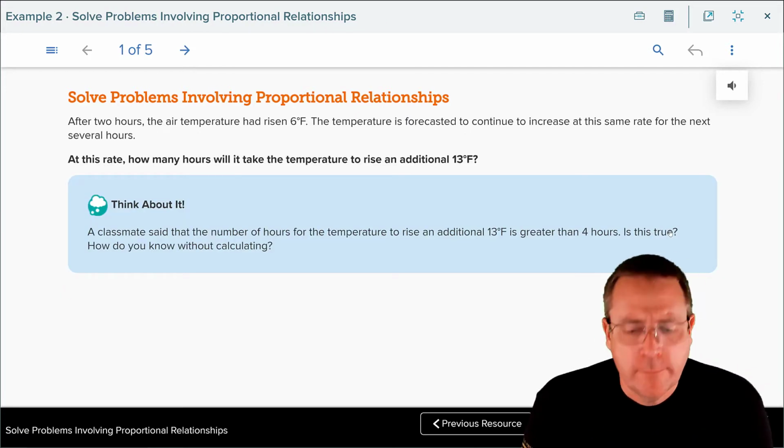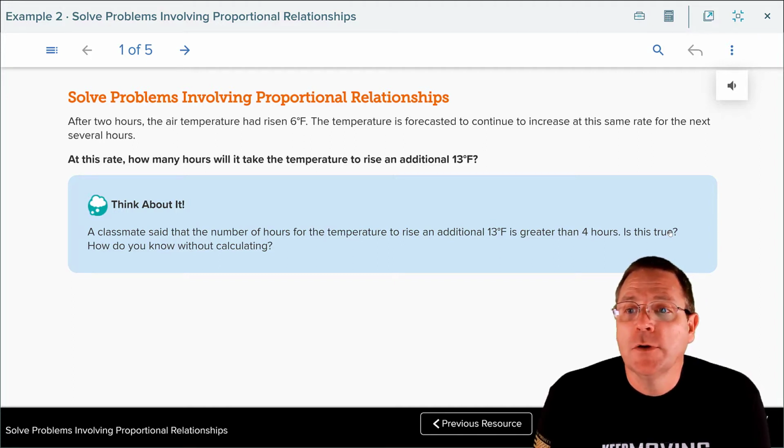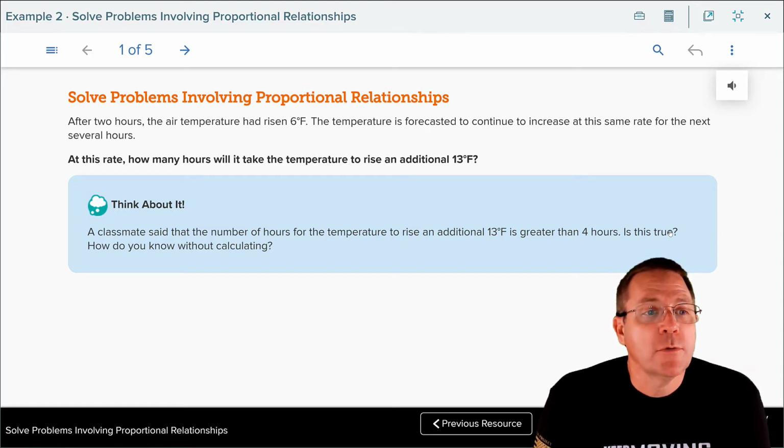Here's the new problem. After 2 hours, the air temperature had risen 6 degrees Fahrenheit. The temperature is forecast to continue to increase at the same rate for the next several hours. At this rate, how many hours will it take the temperature to rise an additional 13 degrees Fahrenheit?